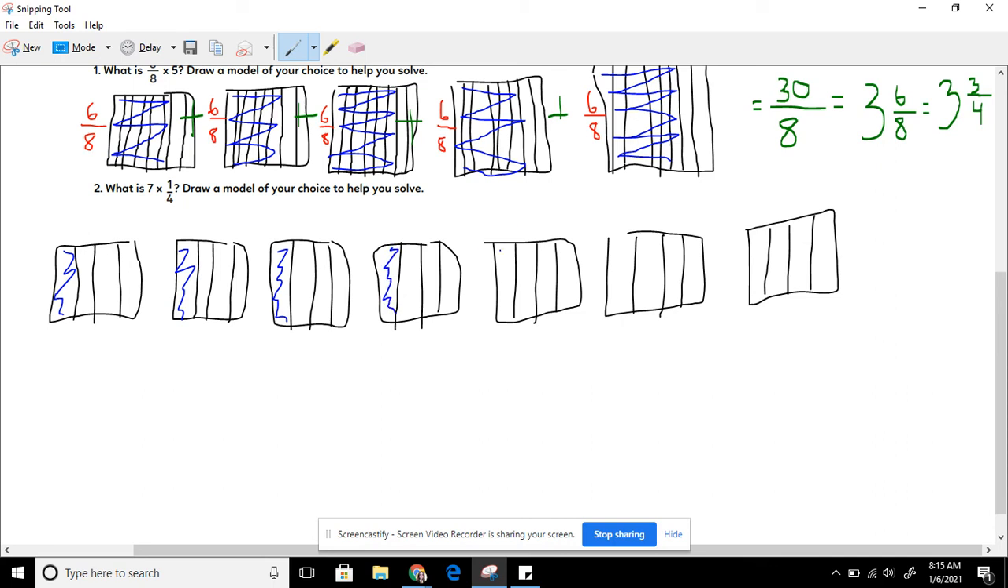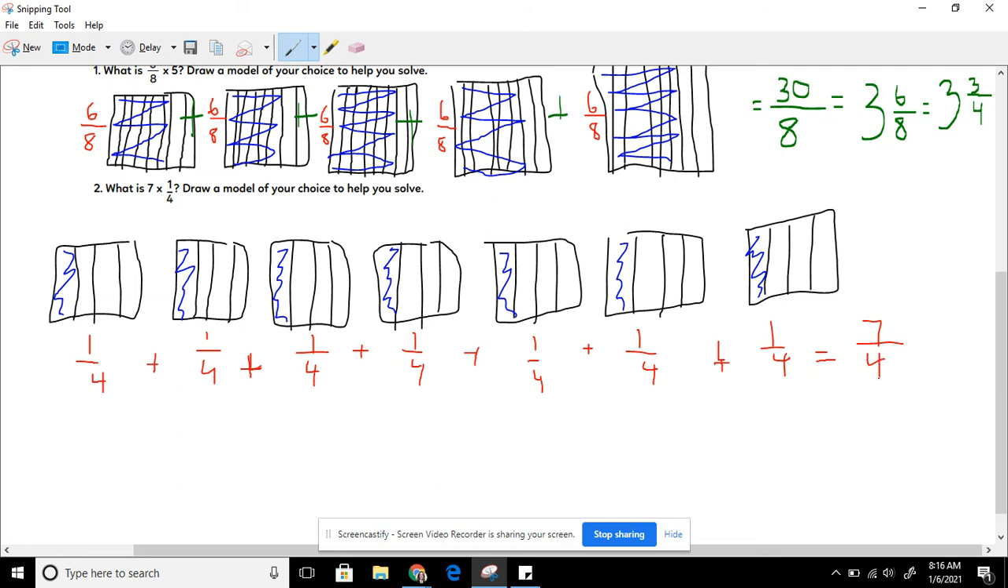And again, multiplication is just repeated addition. We've got 7 groups of 1/4. So that can be 1/4 plus 1/4 plus 1/4 plus 1/4 plus 1/4 plus 1/4 plus 1/4. Because multiplication is just repeated addition, now we need to add up all of these 1/4. Well, 1 plus 1 plus 1 plus 1 plus 1 plus 1 plus 1 is 7. We have 7 ones. Our denominator stays the same, so we've got 7/4.